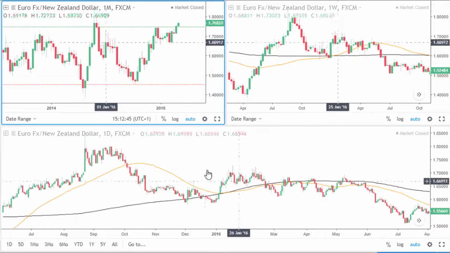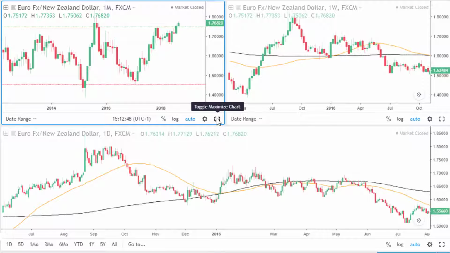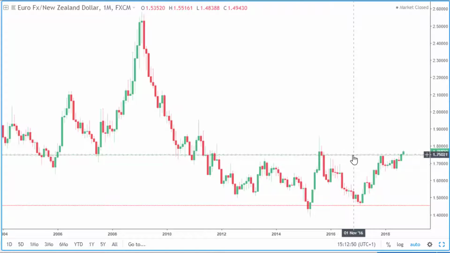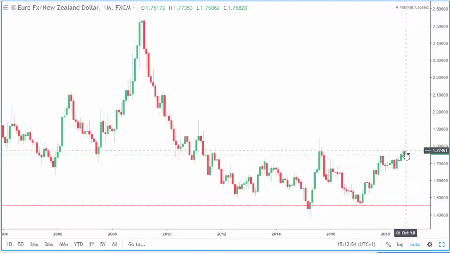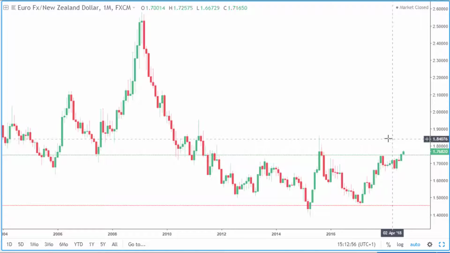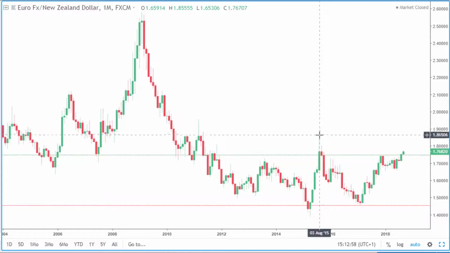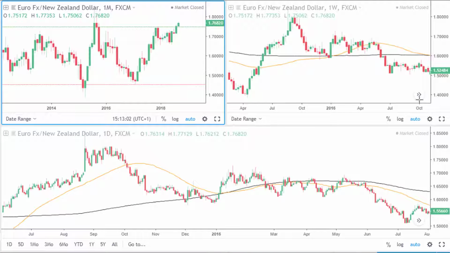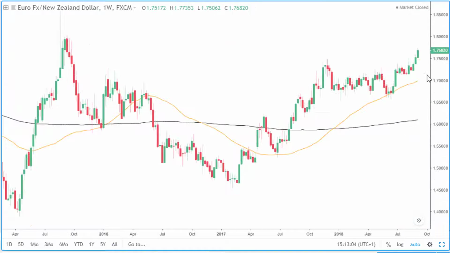So the next pair we are looking at is the euro against the New Zealand dollar. Price is currently above last year's high and looking strong so far this month. Next area of resistance is from this high from August 2015. Weekly time frame, price is above the 50 and 200 simple moving averages, broke out of this high and so far looking strong on the weekly time frame.